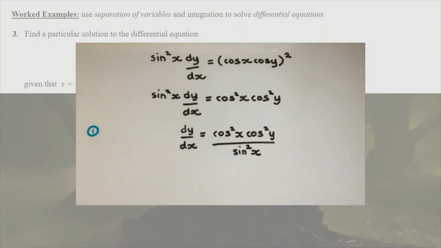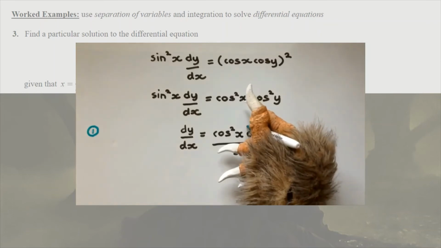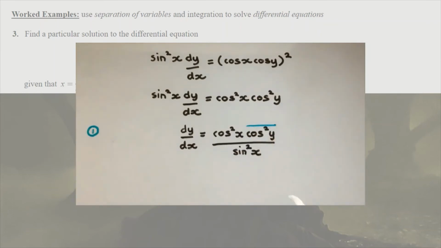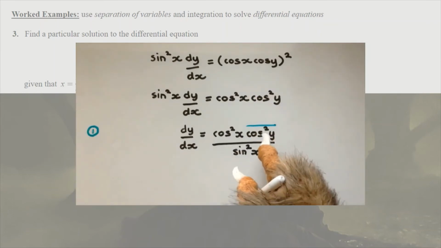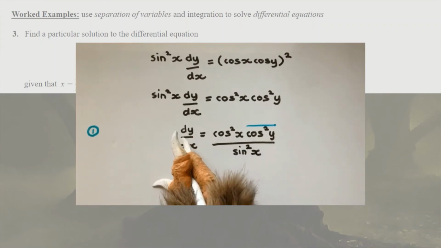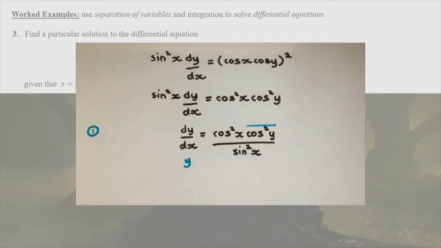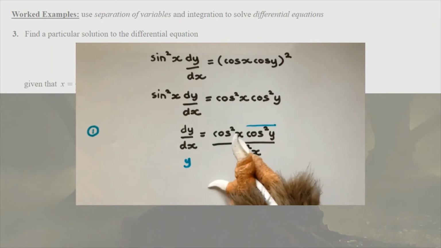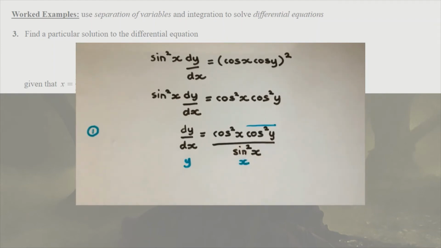Right. Now then, let's just see what needs to be adjusted here. We've got dx here, that needs to be moved over to the right hand side by multiplying by dx. The only term that contains y is this one. I'll just draw a line over the top of it. It's the cos squared y. That needs to be on the other side. So remember, we're going to keep the y stuff on the left and the x stuff on the right.